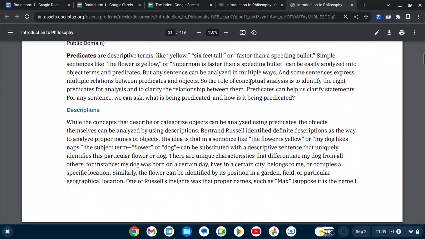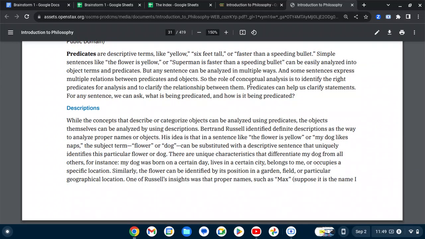Predicates are descriptive terms like yellow, 6 feet tall, or faster than a speeding bullet. Simple sentences like the flower is yellow or Superman is faster than a speeding bullet can be easily analyzed into object terms and predicates, but any sentence can be analyzed in multiple ways, and some sentences express multiple relations between predicates and objects. So the role of conceptual analysis is to identify the right predicates for analysis and to clarify the relationship between them. Predicates can help us clarify statements.